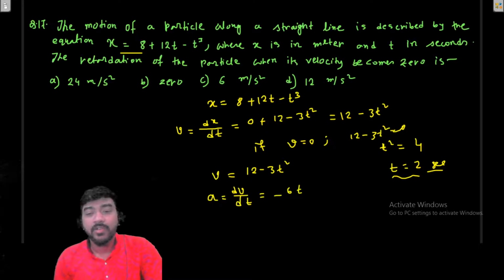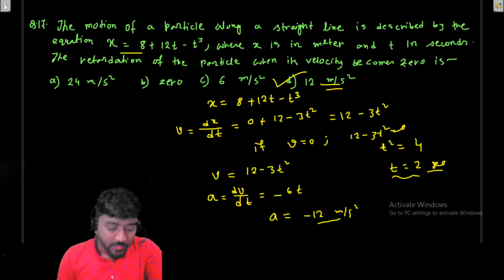Okay, now for t is equal to 2 seconds, it will be minus 12. So it will be minus 12 meter per second. So its magnitude is this. So here also d will be the correct answer. Okay, so now let's move to the next question.